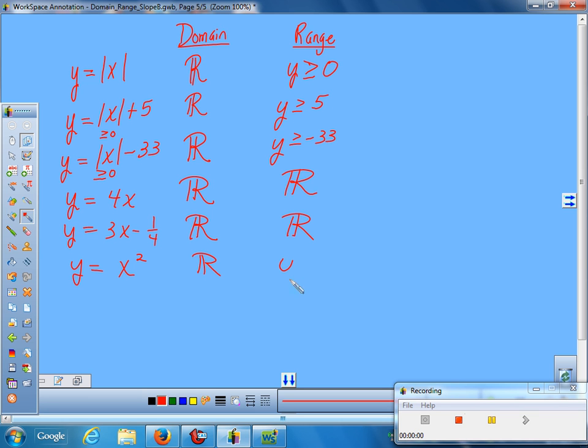Okay, so I heard y is greater than or equal to 0. You put 0 in there and square it, you'll get 0. So, hint, having an x squared is just like having an absolute value. They both make it become positive. So therefore, it's going to work the same way as absolute values did.